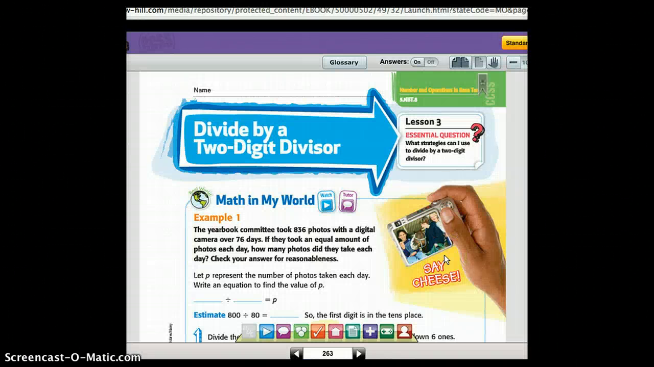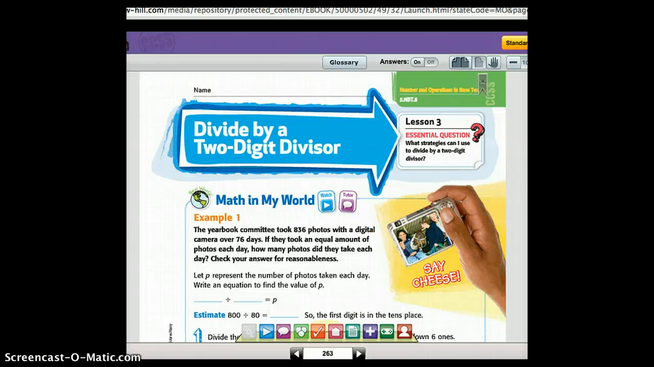Okay, let's take a look at this in our book. I'm on page 263. So this problem says the yearbook committee took 836 photos with the digital camera over 76 days. If they took an equal amount of photos every day, how many photos did they take each day? So 836 photos in 76 days. So I know we're going to have to divide 836 by 76 days to find out each day. So P is our variable, represents the number of photos taken each day. It's also going to be what our quotient comes to.